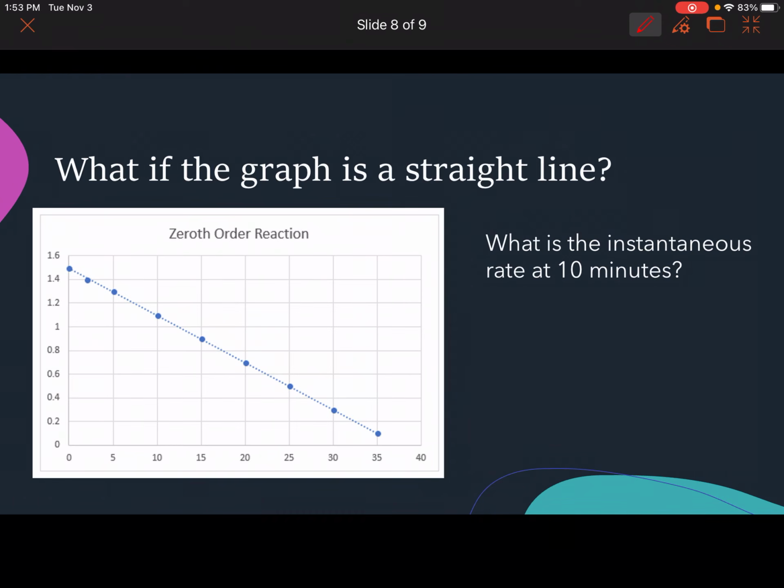Okay. Now, what if the graph is a straight line? So for these, if you get a straight line here as opposed to the curve, what does that mean? So what is the instantaneous rate at 10 minutes, for example? So if we look here, there's 10 minutes. So when it's a straight line, the average rate is the instantaneous rate. So they're going to be equal to each other. So you would just calculate the slope of this line, and that would be the instantaneous rate for every moment, okay?